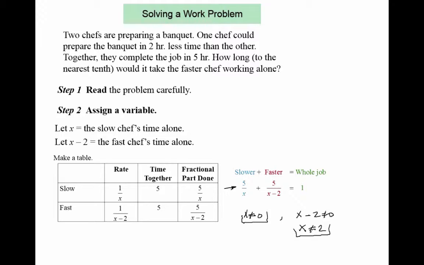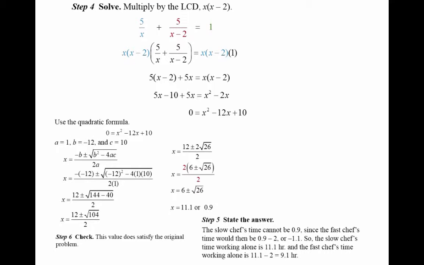So let's take a look. What we need to do is find the LCD first. The LCD would be X times X minus 2. Then I have to multiply each term by that to eliminate the fractions. So let's look at the steps. If I multiply each term by the LCD, the first term times X minus 2, X and X reduce to 1. So you would get 5 times X minus 2, which is right here. Now the second term, X minus 2 reduces to 1, and then you get X times 5. And the last term simply would have X times X minus 2.